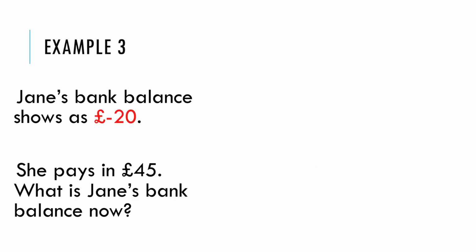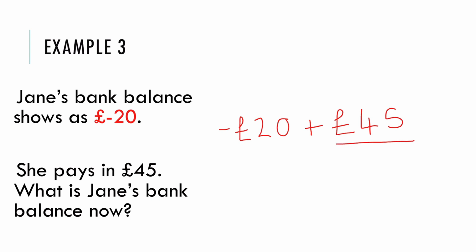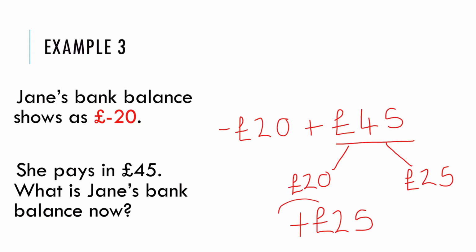Example 3, Jane's bank balance shows as negative £20. She pays in £45. What is Jane's bank balance now? So currently it's negative £20 and she adds £45 to this. So what happens with the £45? Well, 20 of that goes to paying off what she owes the bank. So what has she got left over in her bank? She has £25 more. So our bank balance now would be plus £25.